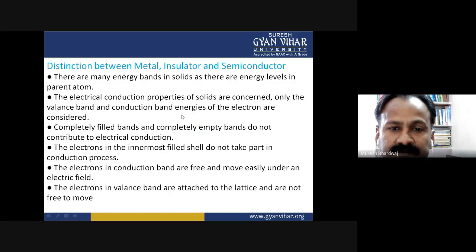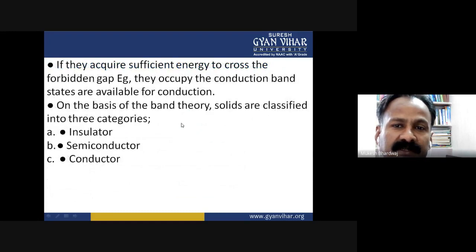Next, if they acquire sufficient energy to cross the forbidden gap, they occupy the conduction band, where states are available for conduction. On the basis of band theory, solids are classified into three categories: insulators, semiconductors, and conductors.